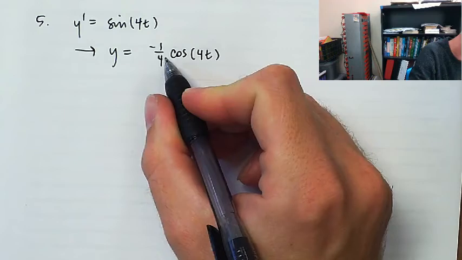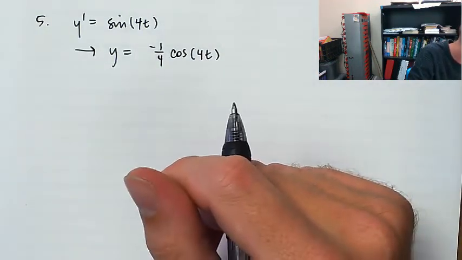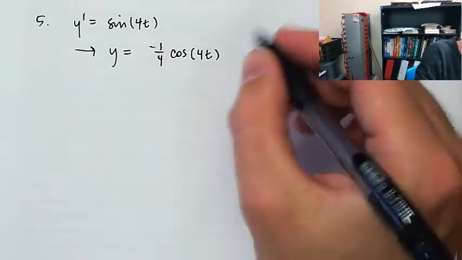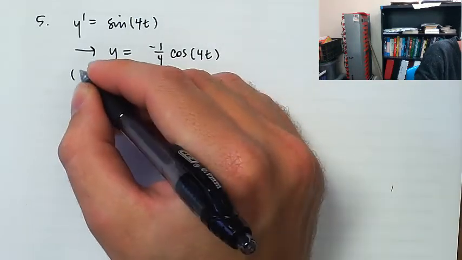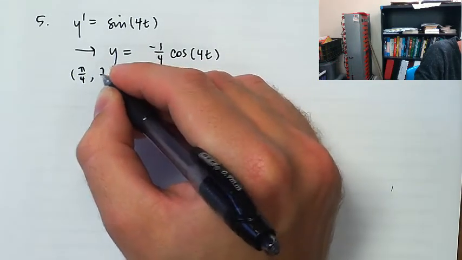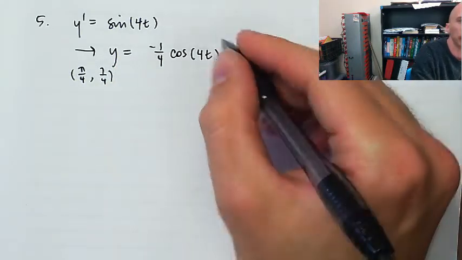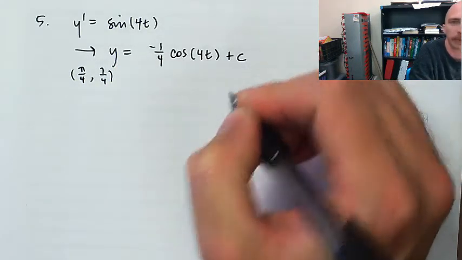4t, right? Yeah, because it would be positive 1/4 sine of 4t times 4 for the chain rule. Yeah, that's going to be. And then we want y of pi over 4. So they say that when t is pi over 4, y is going to equal 7/4. Right, well, how's that going to happen?